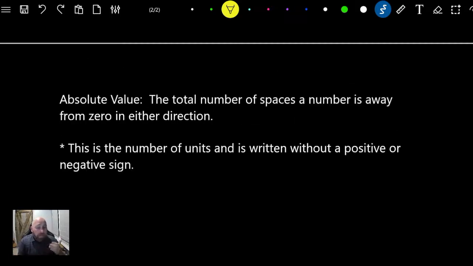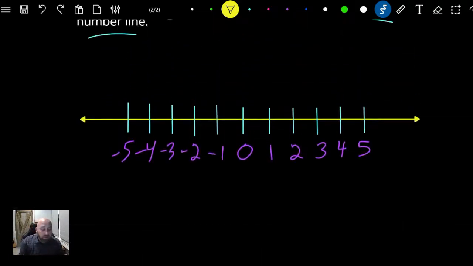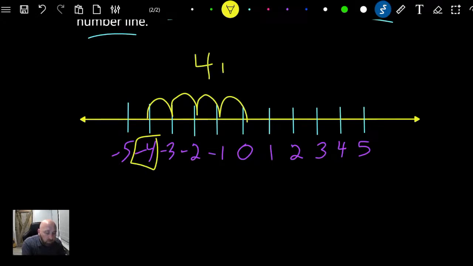It's how many spaces you move away from 0. So, for example, let's take the number -4. How many spaces, or let's use the word units, how many units is it away from 0? Well, let's go ahead and count that. So we go 1, 2, 3, 4. So that would be 4 units. We're just going to call it 4 units for right now.